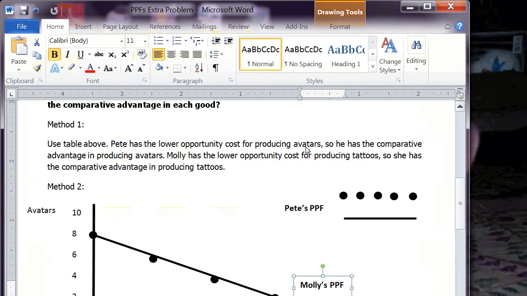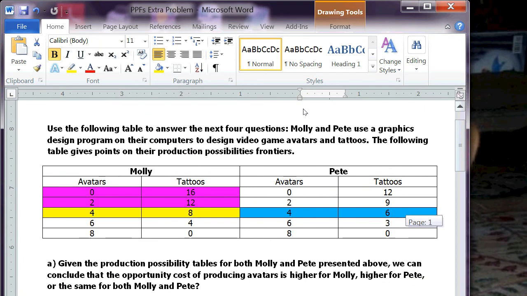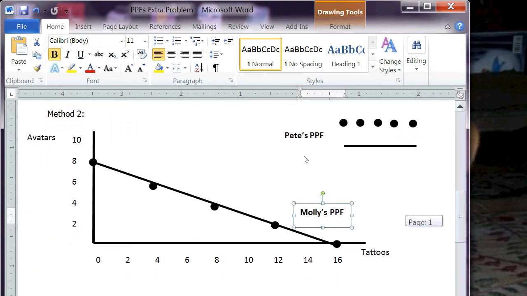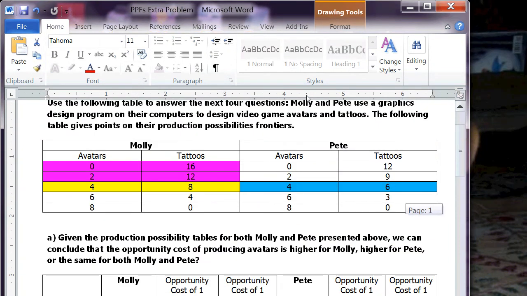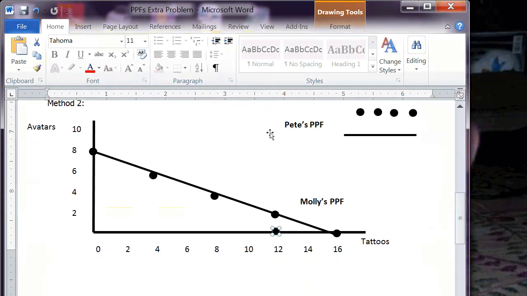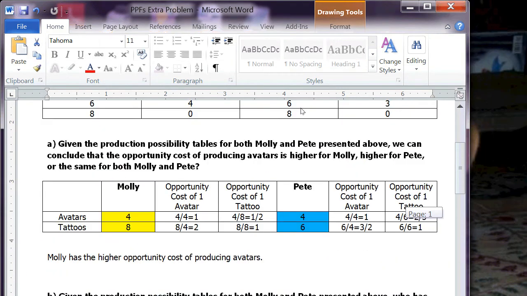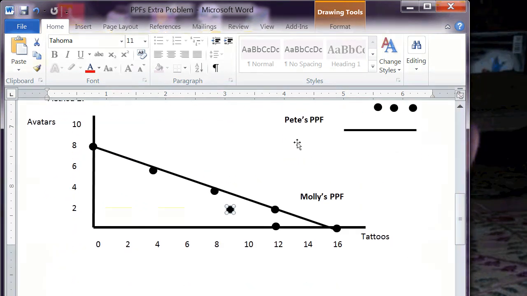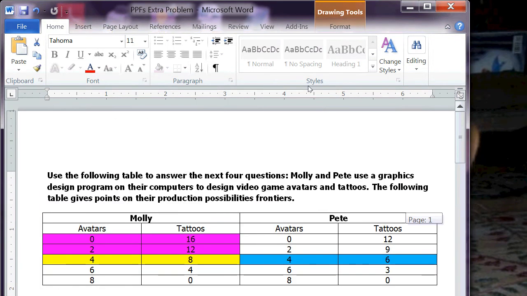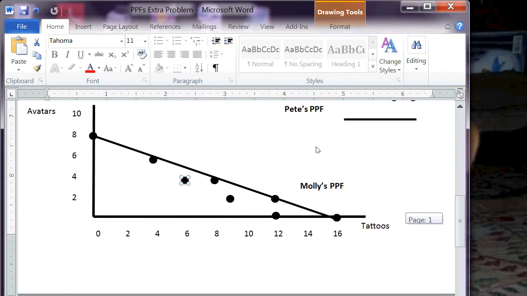Similarly, we're going to plot Pete's points. So Pete has, if he only produces tattoos, he can produce 12 tattoos. Right there. If he produces 2 avatars, he can produce 9 tattoos. So 2 and 9 is about here. Maybe up a little bit more. Then what's our next point? 4 and 6. 4 and 6 is about here. 6 and 3. 6 avatars.